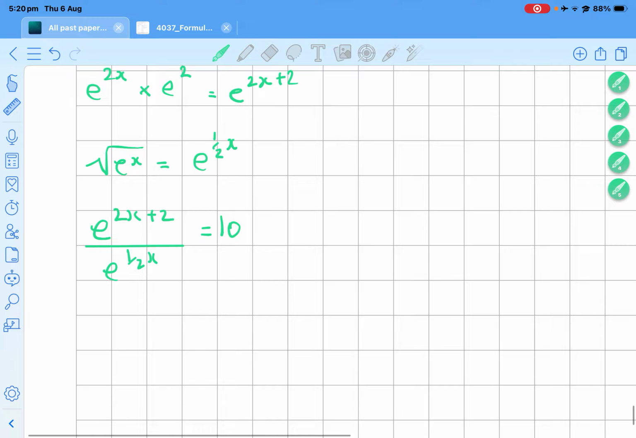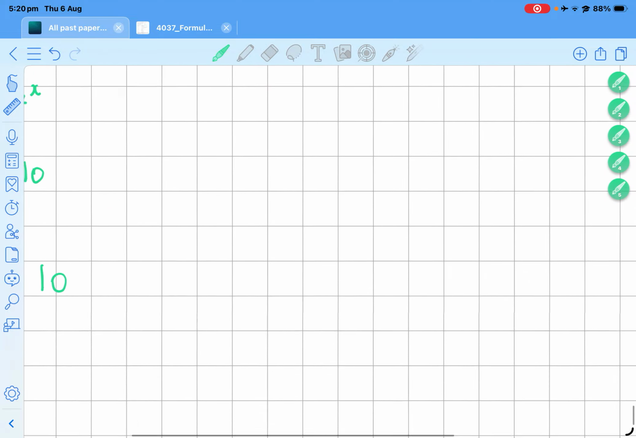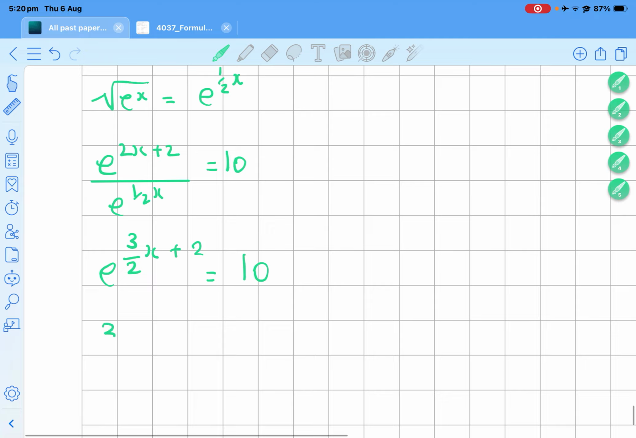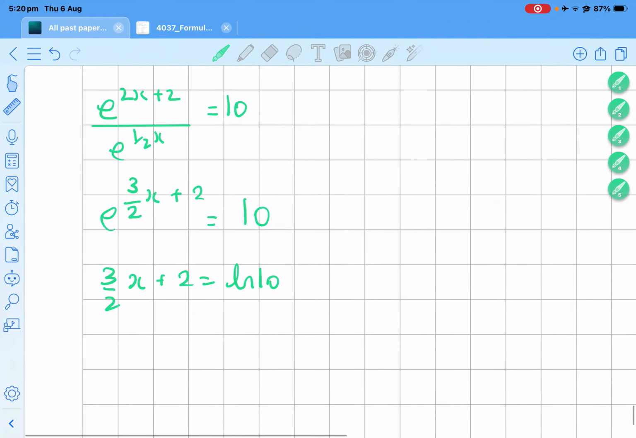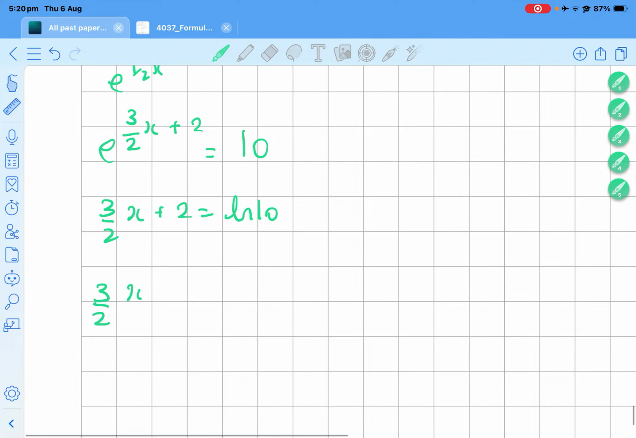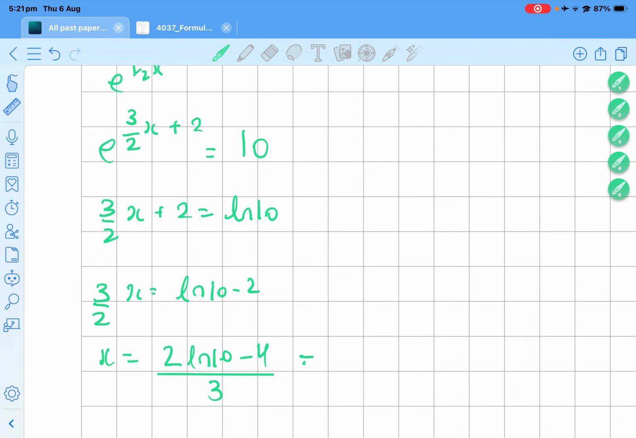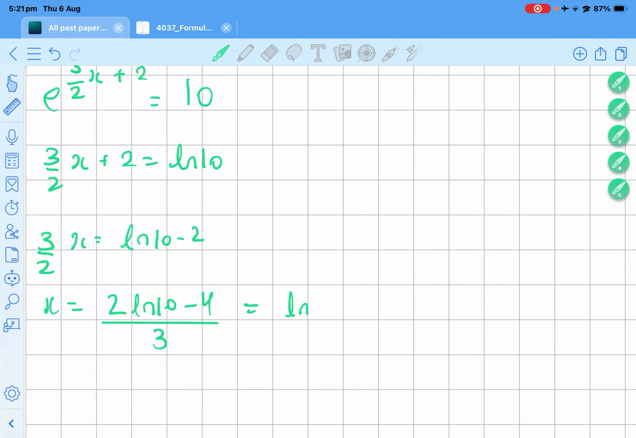So the same thing goes here. I could say that this is 3 over 2x plus 2 equals 10. Likely they're going to be asking for an exact answer. So 3 over 2x plus 2 equals the ln of 10. So 3 over 2x is equal to ln 10 minus 2. So x is equal to 2 ln 10 minus 4 over 3. Or you could factor out the 2. Or we could write that as ln 100 minus 4 over 3, for example.